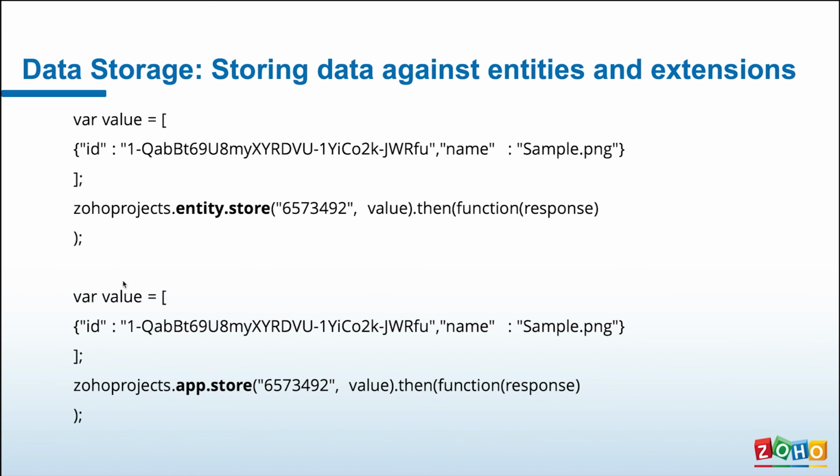So here we've just shown some code snippets of the entity.store method and the apps.store method, which is present in the entity and the extension properties. So you can see that we have a key value pair over here. The key is unique and the value is constructed as a variable or like a JSON object and passed over here. Similarly, the app.store, which is an extension property, you are passing the data as a key value pair, where the key again will be a unique key and the value will be constructed as a JSON object and passed to this method.